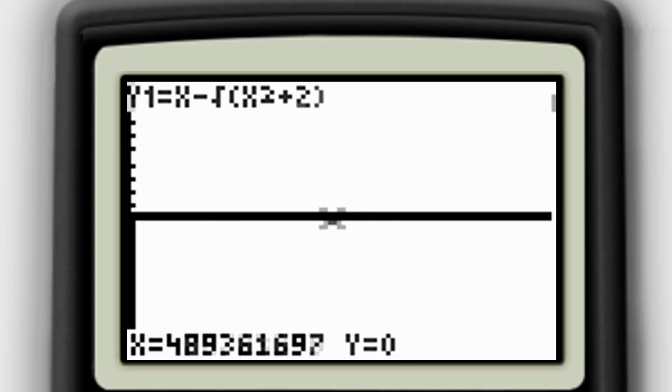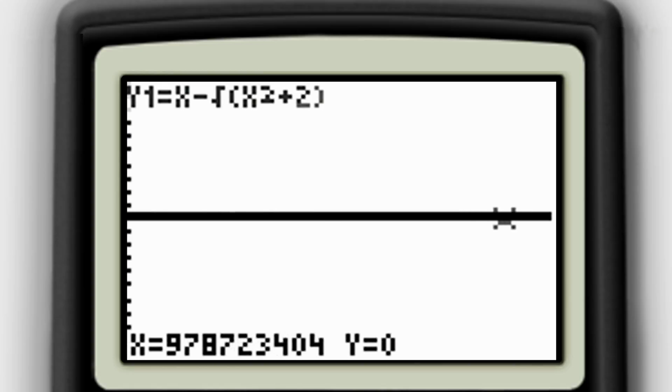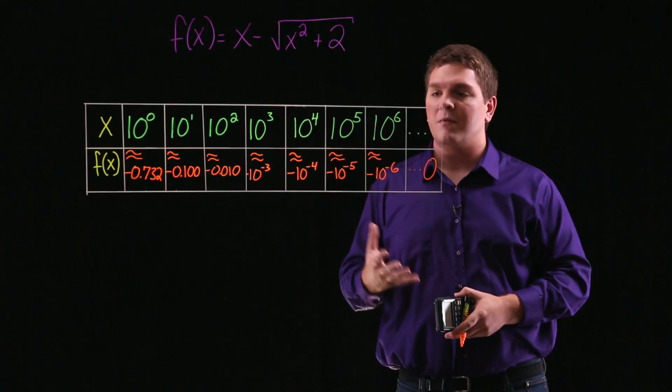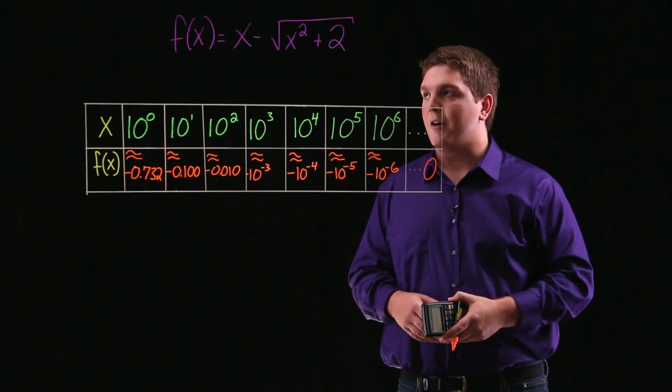So now what we can say is that as these x values keep increasing, the function values are going to keep getting closer and closer to 0. So what we can say is that the limit as x approaches infinity is 0.